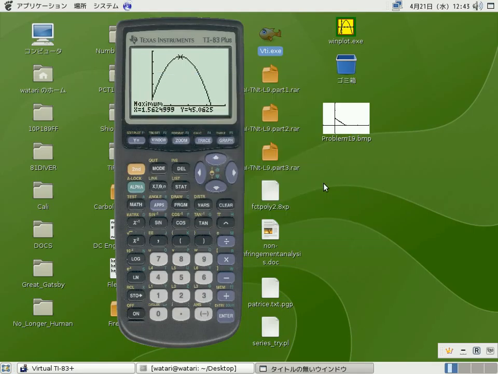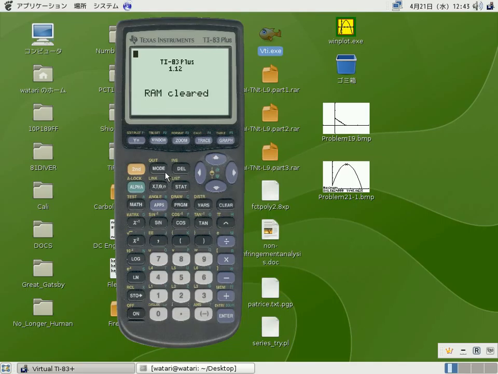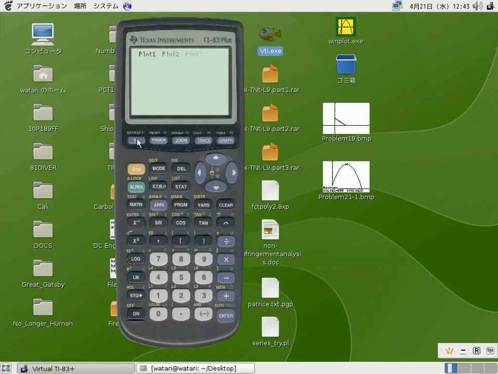Okay, the next thing I wanted to show you was part D. It says simulate the motion of the ball by graphing the equations found in part A. So for this, let's go ahead and reset the calculator. We need to be careful about what mode we're in. We want to be in parametric mode. So we'll do that, and then we'll go to our Y and X windows.